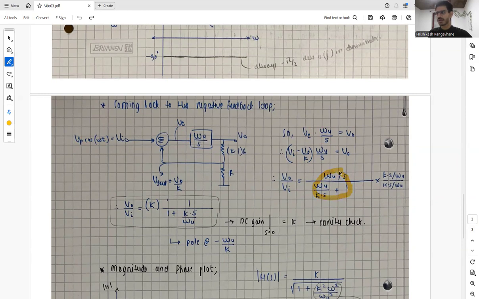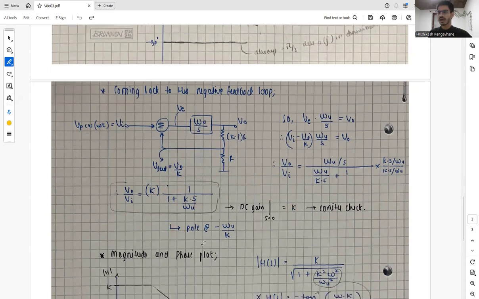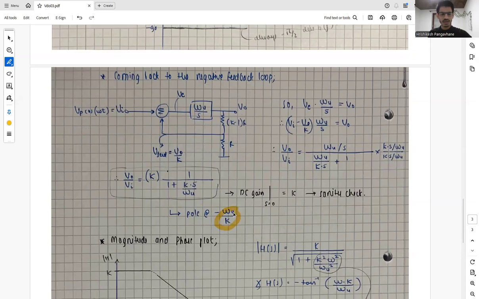We have our analog template, which is basically DC gain times the equation for poles and zeros. So let's convert this equation by multiplying and dividing by this entity to make this equation in the analog template. And from this equation, if we make S equal to 0, we will get our DC gain, which is equal to K. And that's how we do our sanity check. By looking at this equation, we get our pole at minus omega u by K, and thus it lies in the left S plane, which denotes that the system is stable.